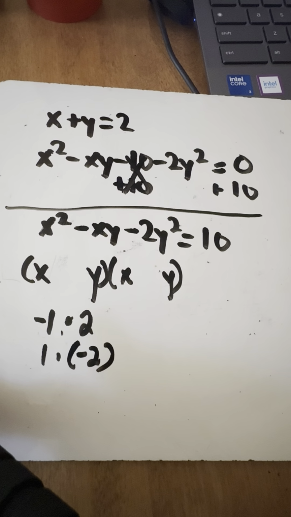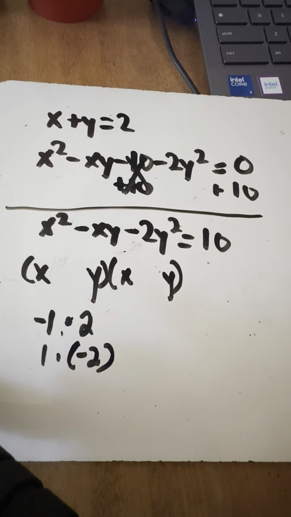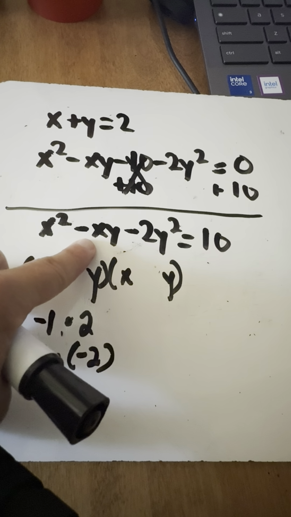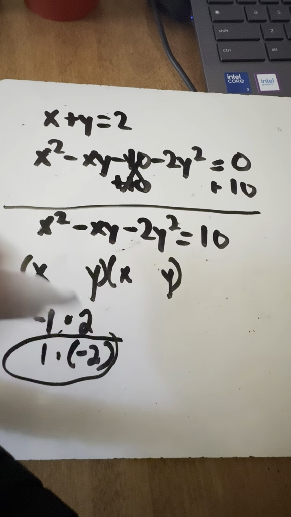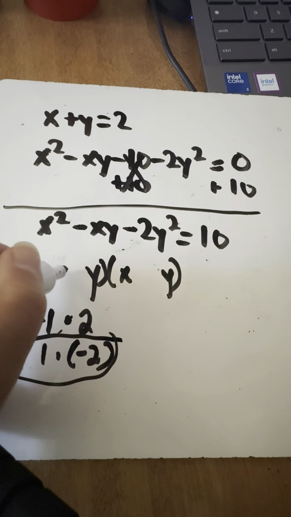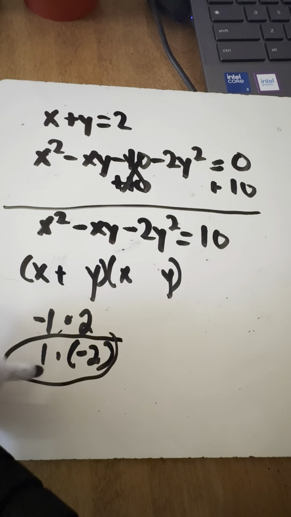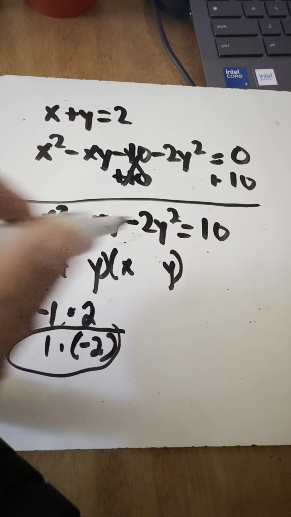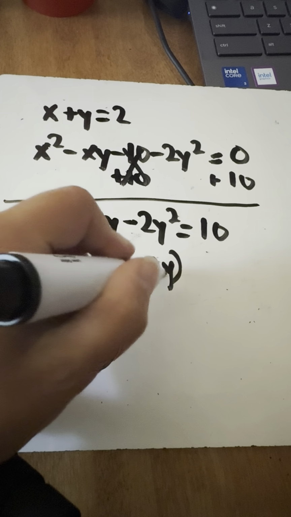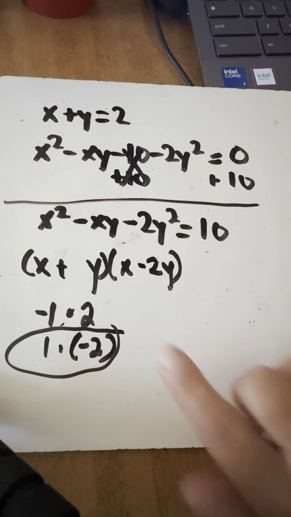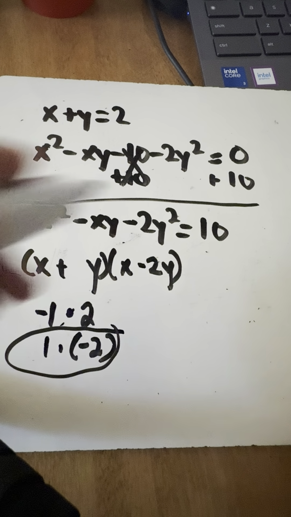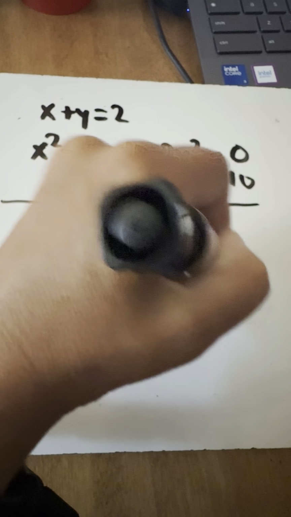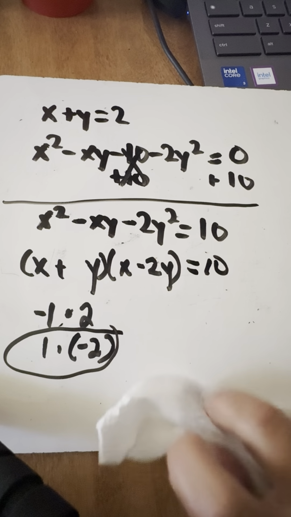Now, in order for me to get a setup that gives me a negative 1 in the middle here, these have to add up to a negative 1. And the one that does is this one right here. So that means you're going to have a plus y, plus 1y, and then here you're going to have that minus 2y. So now you're going to have x plus y, and then here x minus 2y, equaling 10. So hopefully you followed that piece.